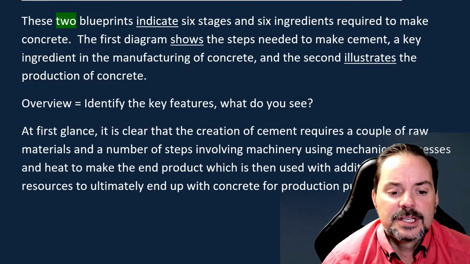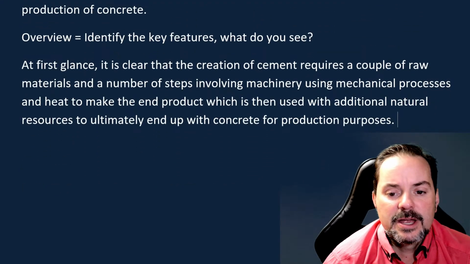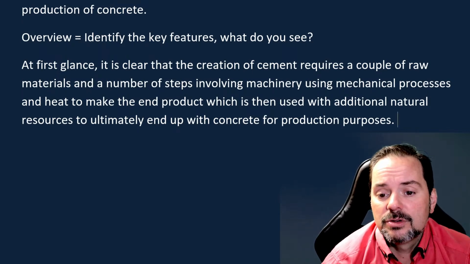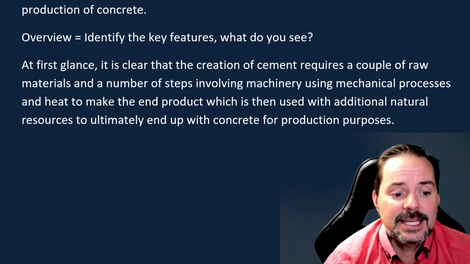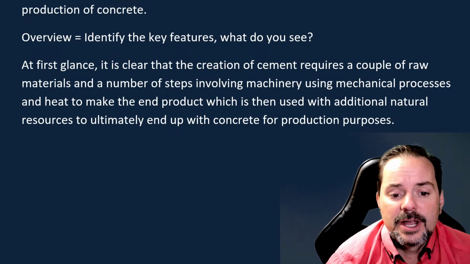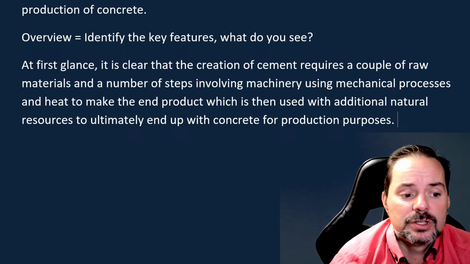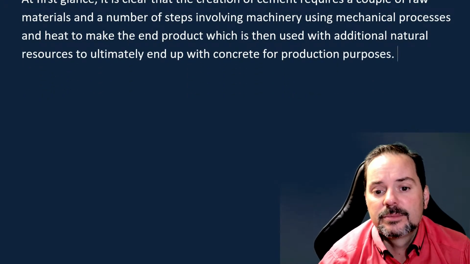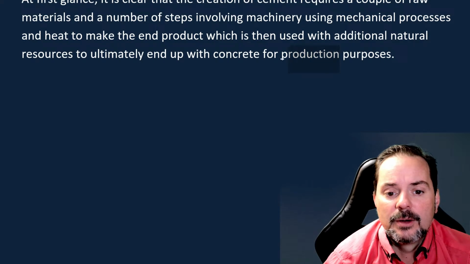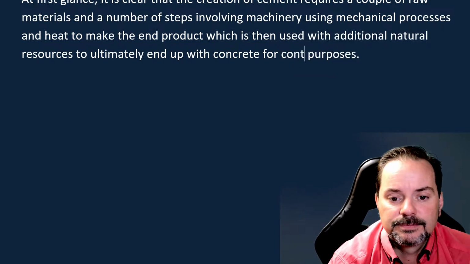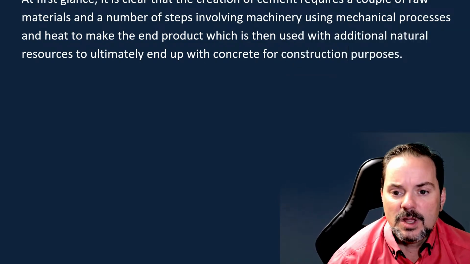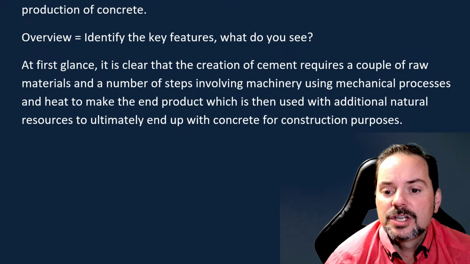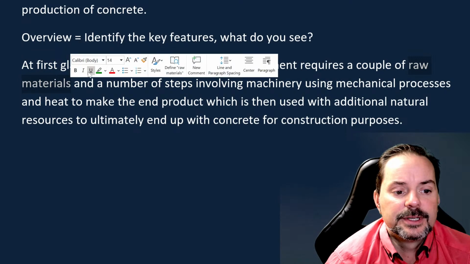At first glance, it is clear that the creation of cement requires a couple of raw materials and a number of steps involving machinery using mechanical processes and heat to make the end product, which is then used with additional natural resources to ultimately end up with concrete for production purposes. I wanted to say for construction purposes. So we've got the collocation here, raw materials. Keep that one in mind.